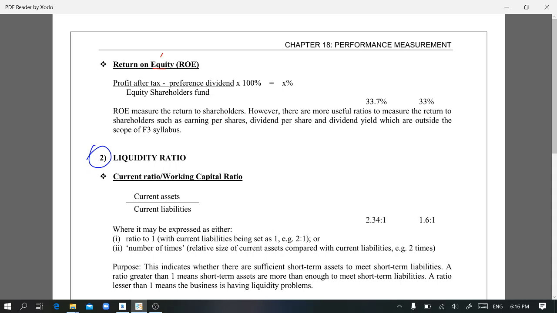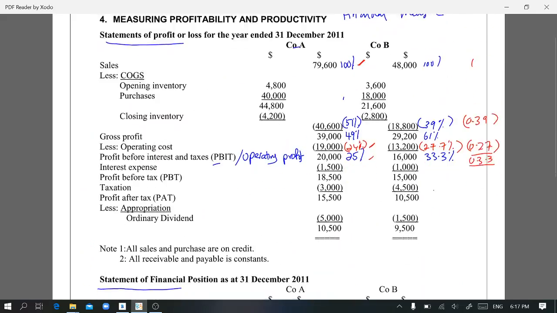ROE, E is equity shareholder, so it will be profit after tax minus preference dividend divided by equity shareholder fund, means your equity. So this is our profit after tax, and this one belongs to the company because after I have my sales, I less all the way my expenses, I rub this off. Okay, sales all the way to your profit, this one belongs to shareholder.